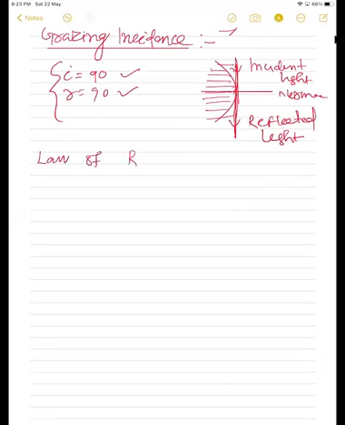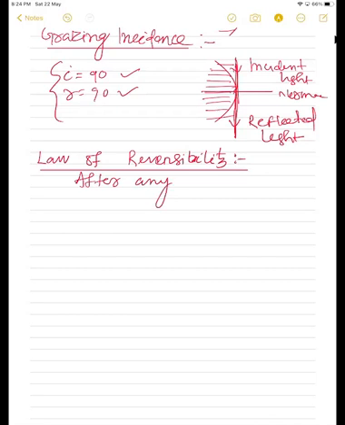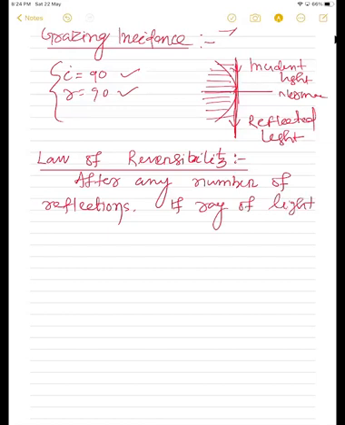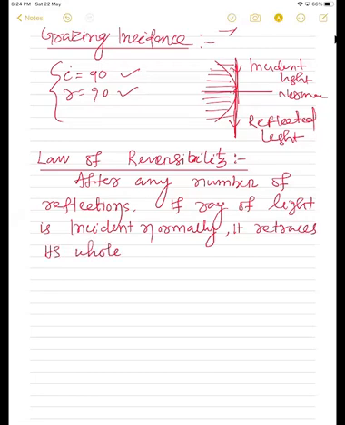Law of reversibility. Correct. So that means after any number of reflections, if the ray of light is incident normally, it retraces its whole path. Correct. That is known as the law of reversibility.